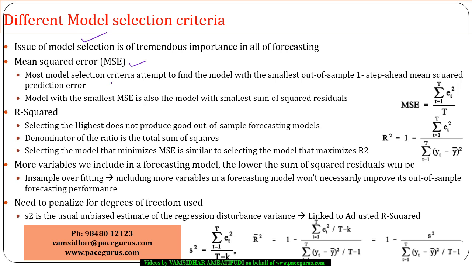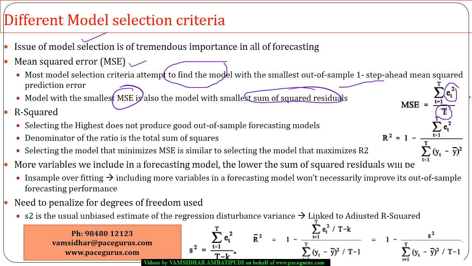Most model selection criteria attempt to find the model with the smallest out of sample one step ahead mean squared prediction error. So that is what we have got here. We looked at the squared errors of all the terms and divided by T, the total number of periods. That is what we call the mean squared error. So the model with the smallest mean squared error is also the model with the smallest sum of squared residuals, because in all the cases I am dividing by T, the total number of observations, which will not have any impact on the overall interpretation of the model.